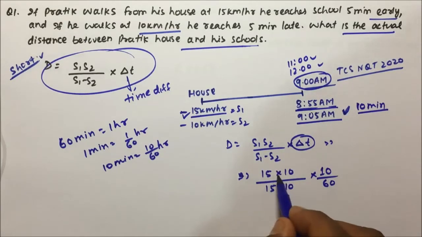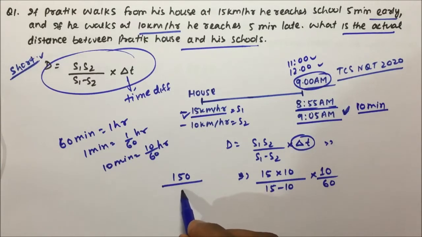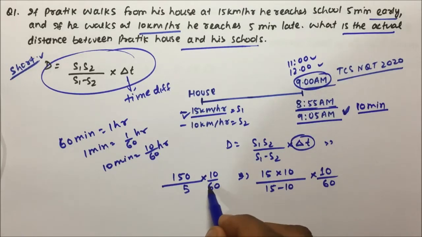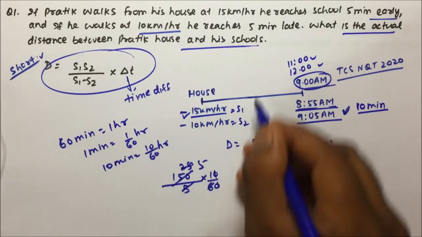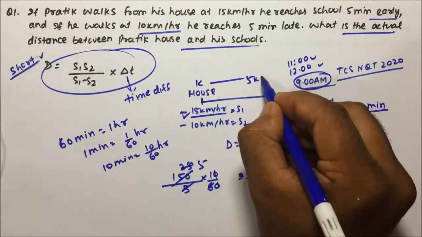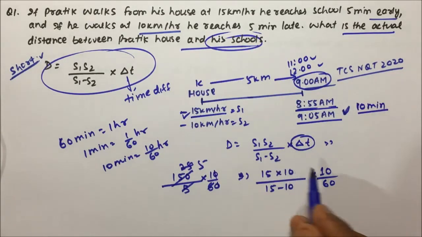Now 15 into 10 will be 150, and 15 minus 10 will be 5, into 10 by 60. Now you see, the 10 and 10 cancel, this is 25 times and this is 5 times. So the distance between Pratik's house and the school will be nothing but 5 km, and that's the answer. Friends, this much you could have done.